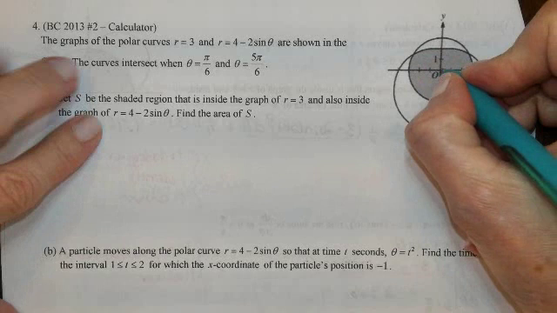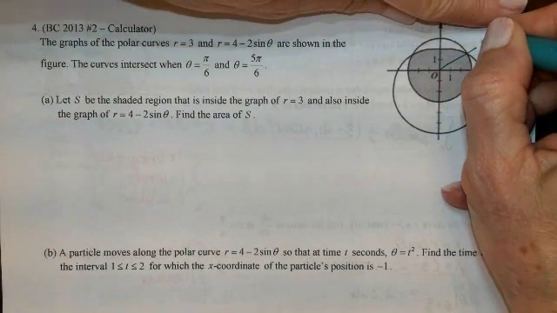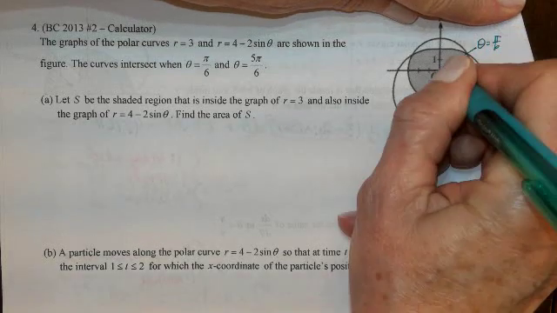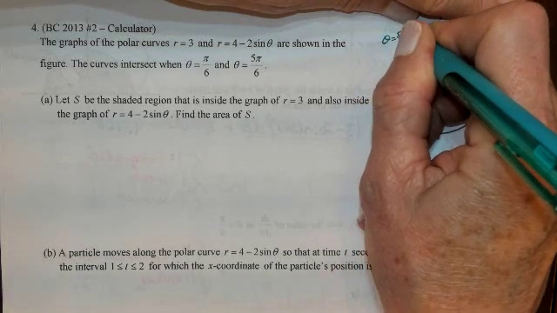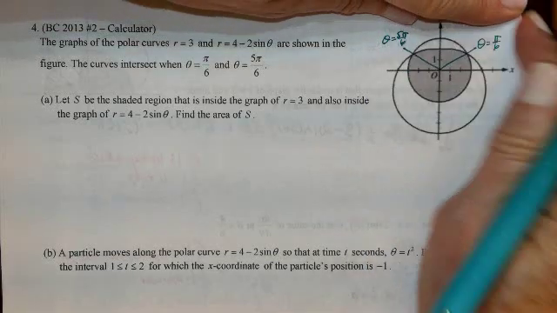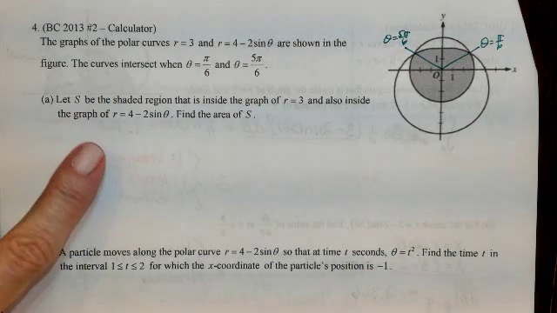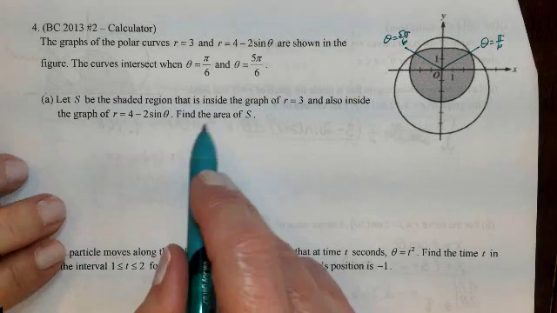That's awfully nice. I'm going to draw those in. So they gave us that. Otherwise, we would have to go and find that. So pi over 6 and 5 pi over 6. Okay. Let S be the shaded region that is inside the graph of r equals 3 and also inside the graph of r is equal to 4 minus 2 sine theta. Find the area of S.